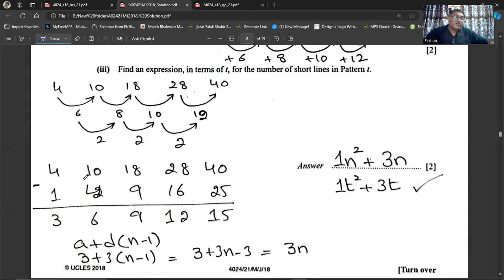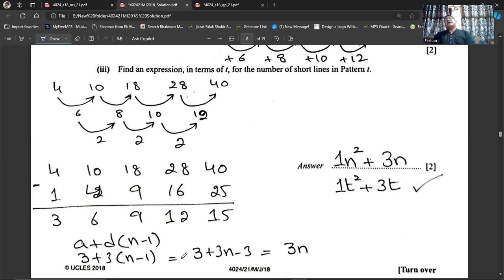4 minus 1, that is 3. 10 minus 4, that is 6. 18 minus 9, that is 9. 28 minus 16, that is 12. 40 minus 25, that is 15. Then I will find, you can see 3 is added, 3 is added, 3 is added, 3 is added. So this is the difference which we have written there.